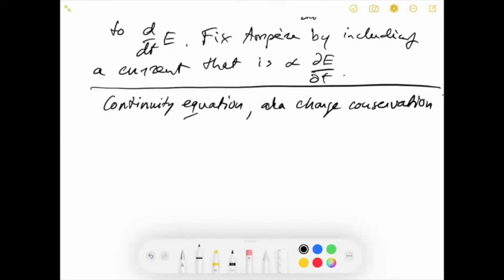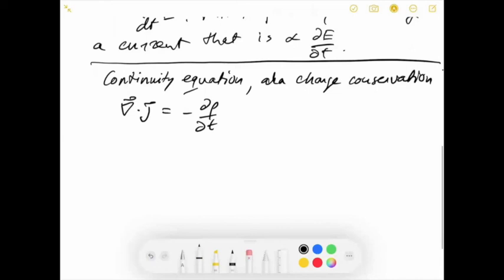We have the divergence of J is equal to minus dρ/dt. Now, we're going to need this, and we'll need that in a little bit. So let's see how this works.